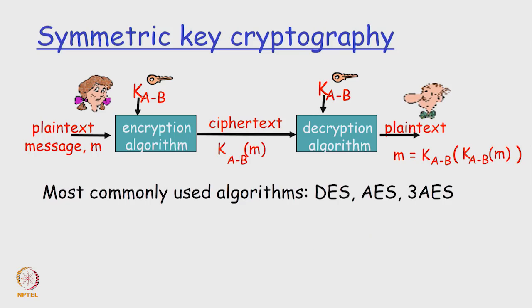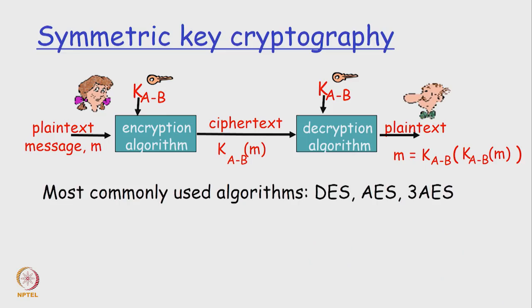So symmetric cryptography works like this. There is a plain text message M that is sent, there is a key K A-B, that is Alice to Bob, that will be used for encrypting this, that will give you a cipher text which is K A-B of M, and this reaches the decryption side where again the same key K A-B is used, because it is symmetric key, and you get the plain text, which is K A-B of K A-B of M, which should be equal to M. So the encryption algorithm that I follow should ensure the property that I take a message, I encrypt using a key, I again decrypt using the same key, and I should get back the original message.